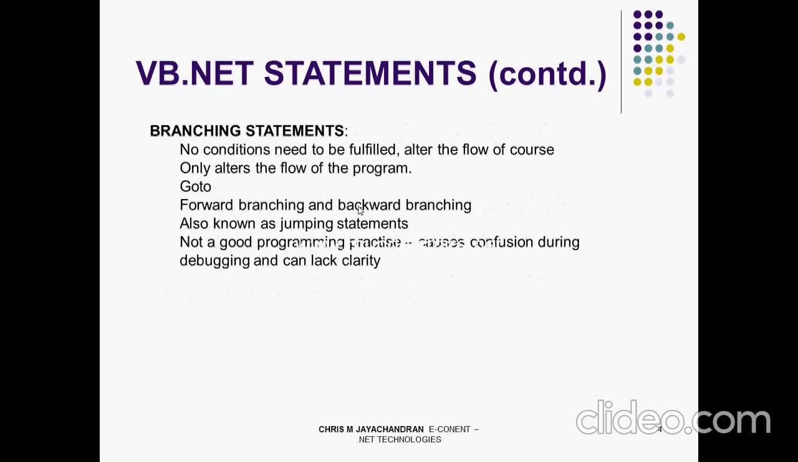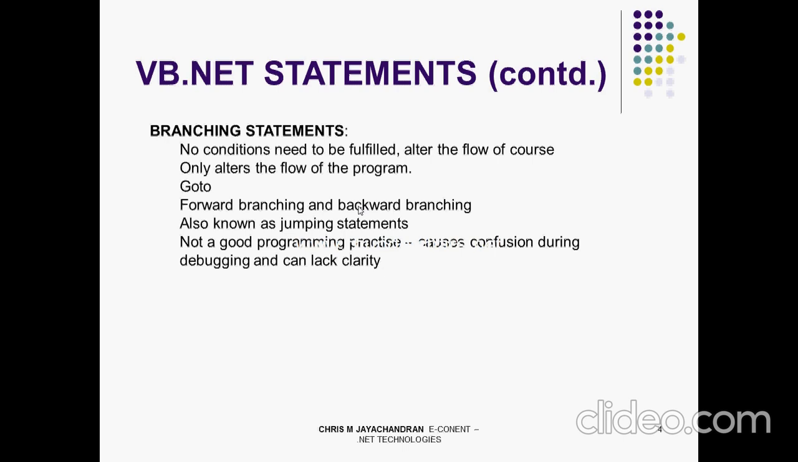For example, goto is a branching statement. We have forward branching or backward branching. In other words, more clearly, we have forward jumping and backward jumping. But it is not a good programming practice to use branching statements these days because it might cause a kind of confusion while we are trying to debug, and the program might lack clarity. I don't say it will lack clarity, but it might lack clarity. Okay, that's a basic understanding.